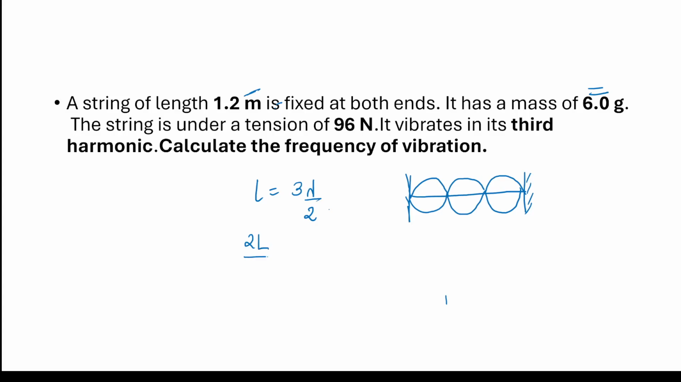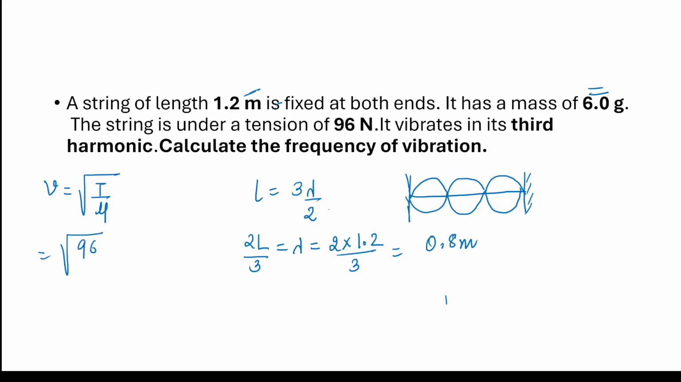So 2L over 3 is lambda. 2 times 1.2 divided by 3 is 0.8 meters. So the wavelength is 0.8. Now you want velocity. All right, so velocity is not given. So we need to calculate velocity using the square root of T over mu. Tension is given, 96. And we need to calculate mu, which is linear mass density. And mu is mass over length, linear mass density.